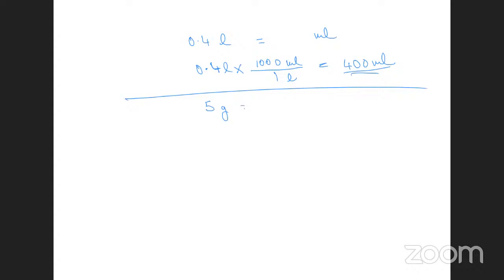5 grams in kilograms. I write 5 grams, multiply, gram at the bottom, kilogram at the top, 1,000 grams is 1 kg. As long as you know the conversion, or if you are given the conversion, it's easy. Now it would be 0.005 kilograms.